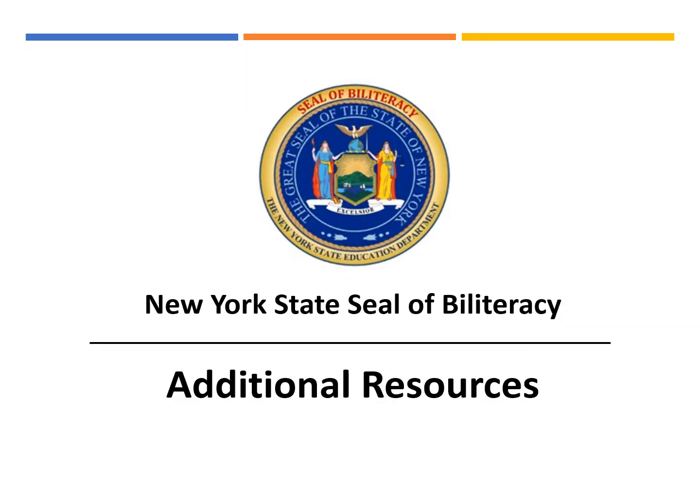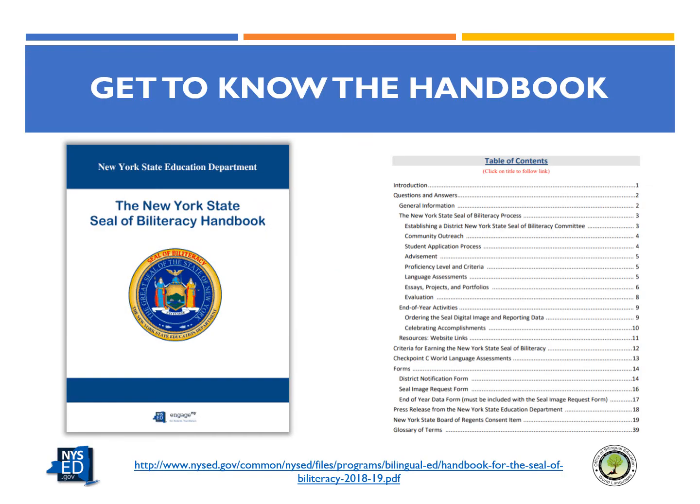We will now review the resources available for the Seal of Biliteracy. First and foremost, the New York State Seal of Biliteracy Handbook provides questions and answers, forms, and a helpful glossary that defines terms used in the Seal of Biliteracy process. This handbook is updated yearly and can be downloaded from the Seal of Biliteracy website.